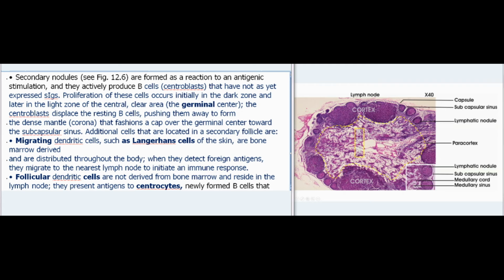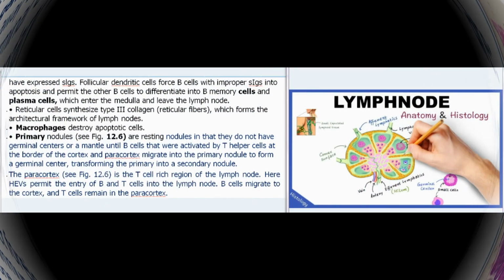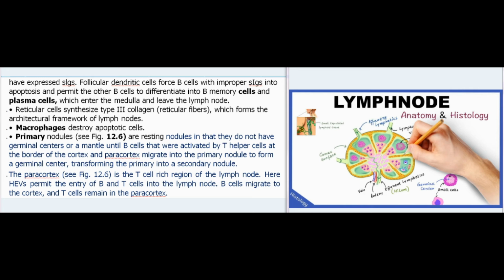Follicular dendritic cells are not derived from bone marrow and reside in the lymph node. They present antigens to centrocytes, newly formed B cells that have expressed SIGs. Follicular dendritic cells force B cells with improper SIGs into apoptosis and permit the other B cells to differentiate into B memory cells and plasma cells, which enter the medulla and leave the lymph node. Reticular cells synthesize type 3 collagen, reticular fibers, which forms the architectural framework of lymph nodes. Macrophages destroy apoptotic cells.